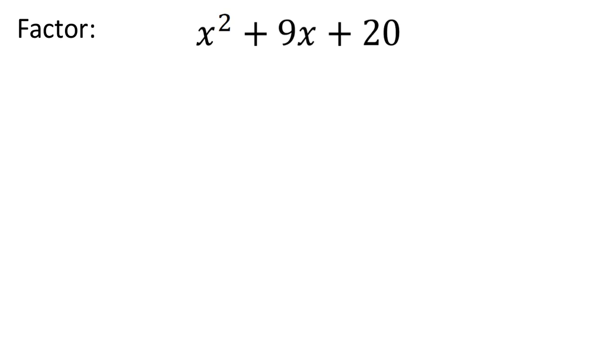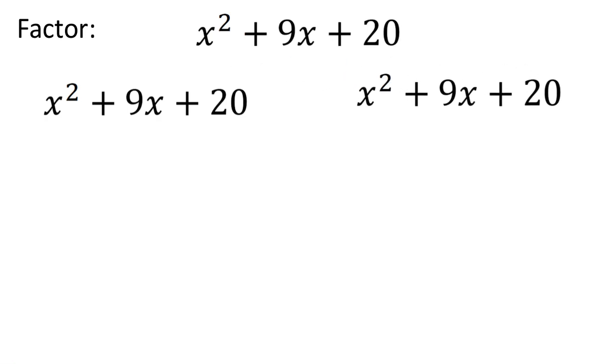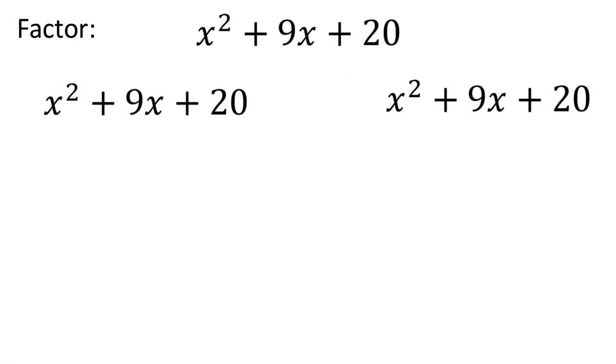What I am going to do is, for this one, I'll do this twice, and the reason is because there are 2 different ways to do this. The old-fashioned way is to look at this as factoring by grouping. We're going to take the 9x and split it. What are we going to split it into? We have to look at the 20 and find 2 factors of 20 that add up to 9. So we would look through all the factors, such as 1 and 20.